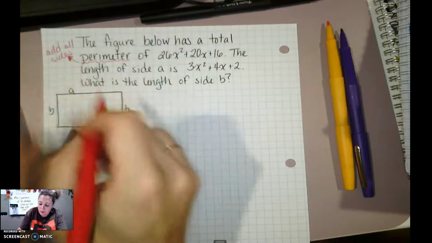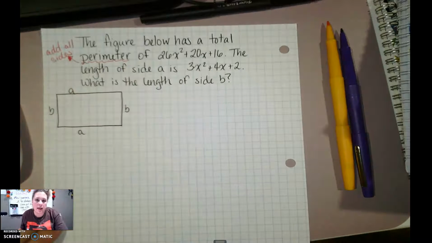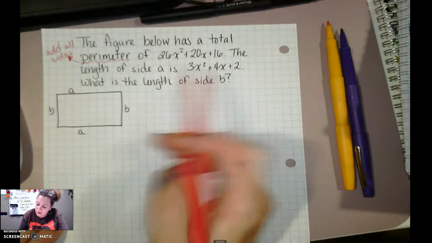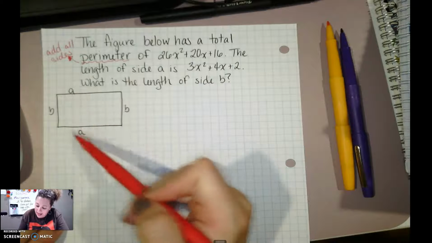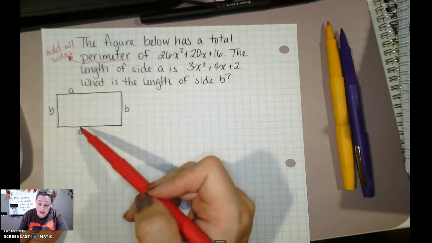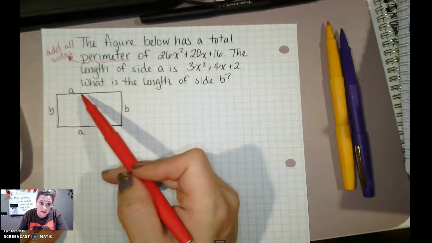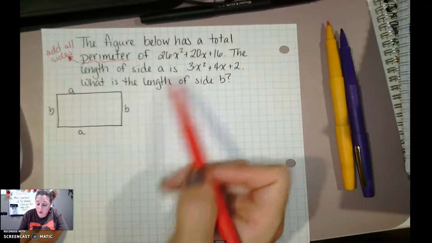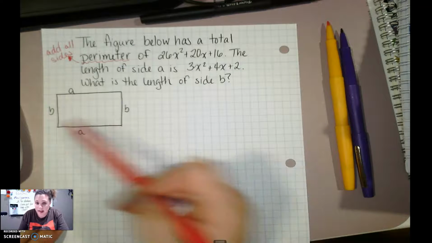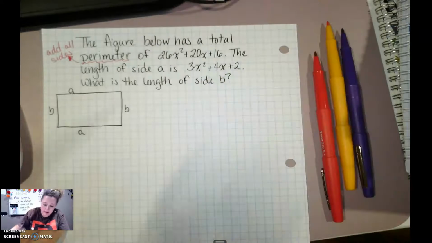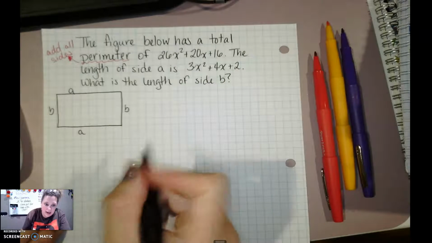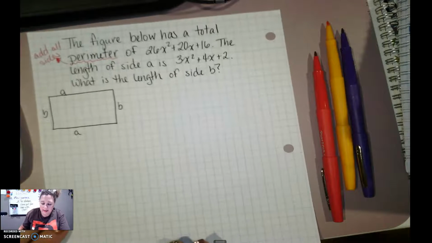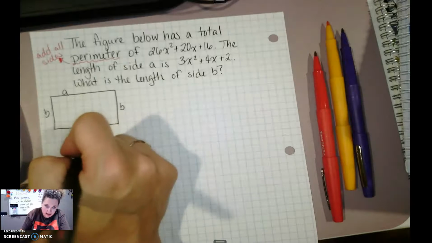So what they're telling us is when we added all the sides of this rectangle, it came to this 26x squared polynomial. They're telling us that the length of side A, notice there's two sides that have A because it's a rectangle, this side and this side are the same length, is 3x squared plus 4x plus 2. We need to figure out now what is the side of B. So we're going to have to do some deductive reasoning, okay? So I know perimeter is when I have to add up all of the sides. So I'm going to add up all of the sides.